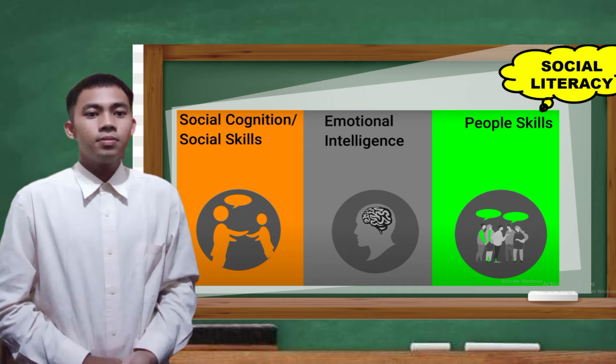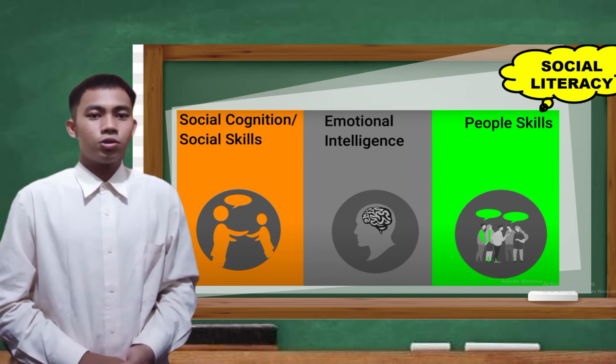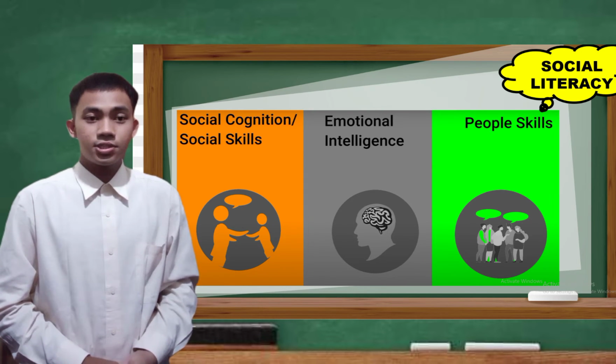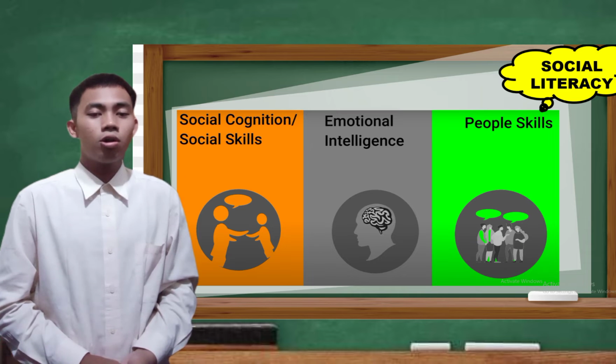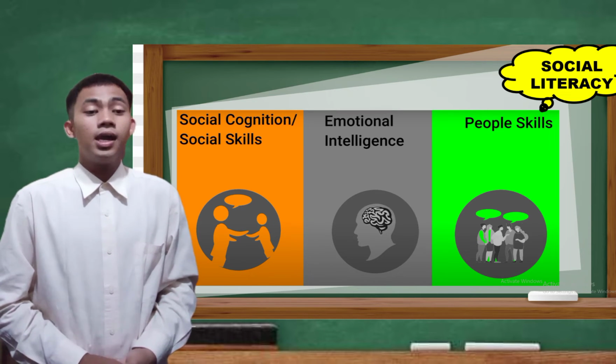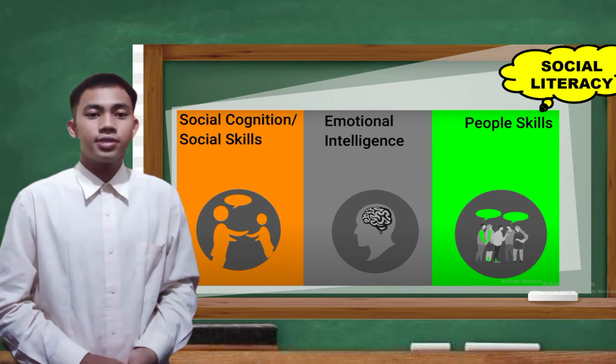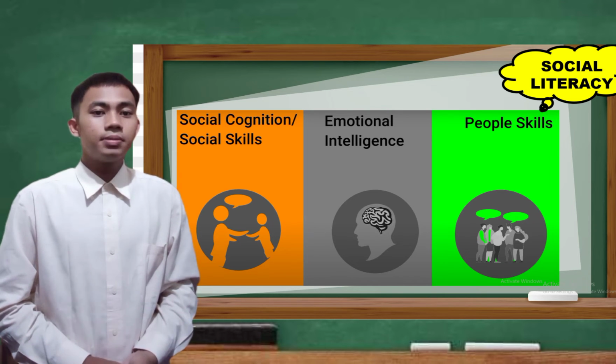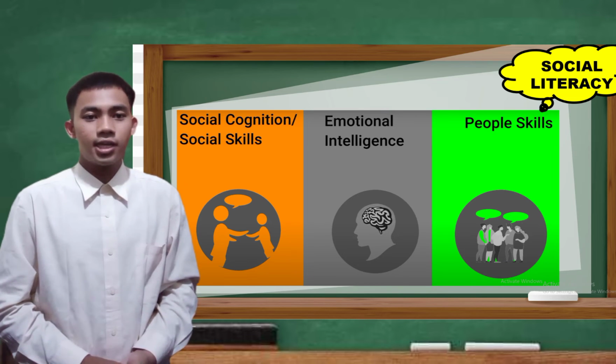To sum it up, social cognition or social skills, emotional intelligence, and people skills are all part of social literacy. These skills are very important in our daily lives in order for us to create relationships, build and maintain harmony. It is also for us to avoid conflicts in our daily lives.